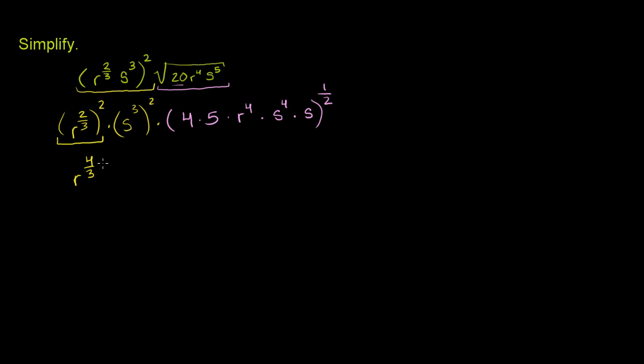So you have r to the 4/3 times s to the 3 times 2, s to the 6th power. And then we could raise each of these terms right here to the 1/2 power. So times, let me color code it a little bit. Times, and we actually wouldn't need the parentheses once we do that, times 4 to the 1/2 times 5 to the 1/2. That's that term right there.